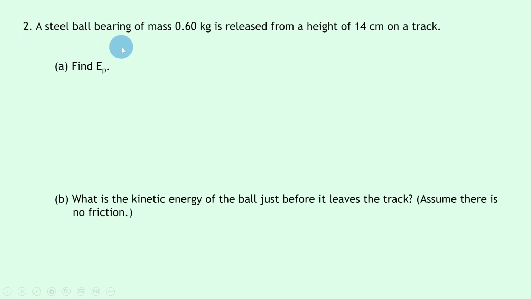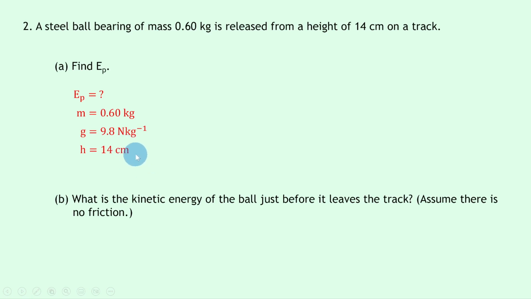Question 2 says a steel ball bearing of mass 0.6 kilograms is released from a height of 14 centimeters on a track. Part A says to find the gravitational potential energy EP. Well, writing down what we know from the question, we're trying to find EP. We know the mass M is 0.6 kilograms, gravitational field strength G on Earth is 9.8 newtons per kilogram, and that's from the datasheet. And lastly, the height h is 14 centimeters.